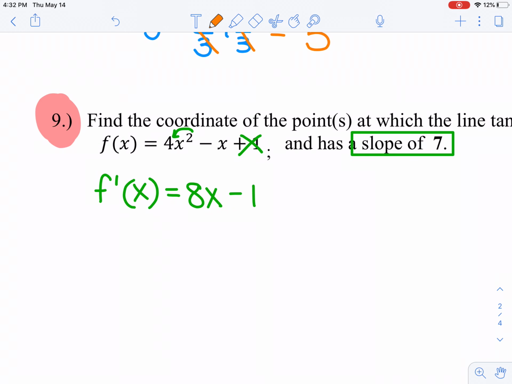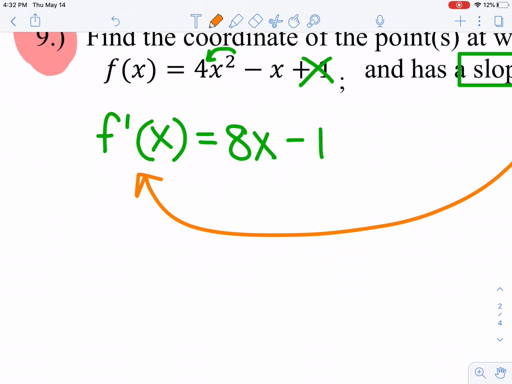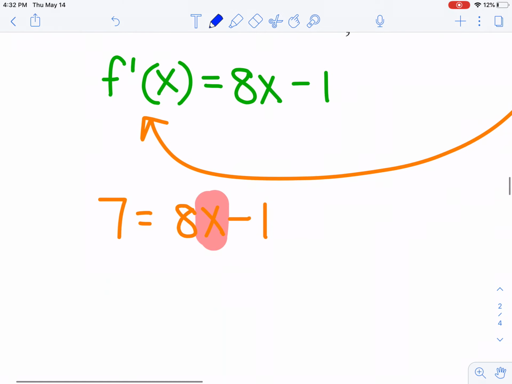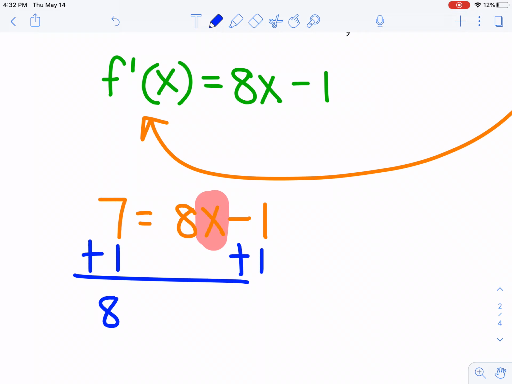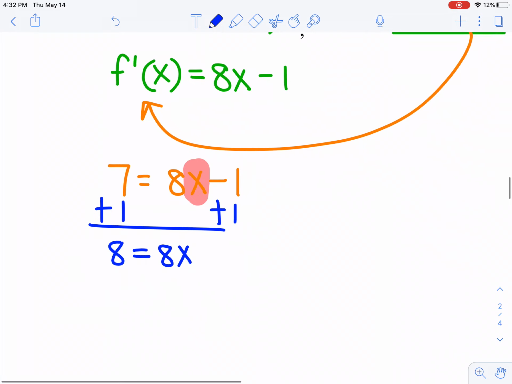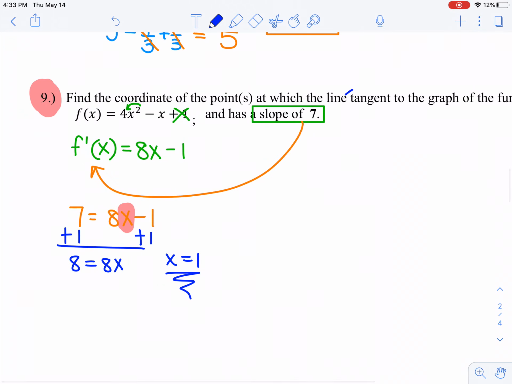So if I'm already given a slope, I'm going to set it equal to the derivative. And then I'm going to get x by itself. What this will do is it'll give me the x coordinate of the point in which the slope is 7. So let's add over 1. We get 8 equals 8x, and divide the 8, so x is 1. So this is the x value in which the slope of 7 occurs.